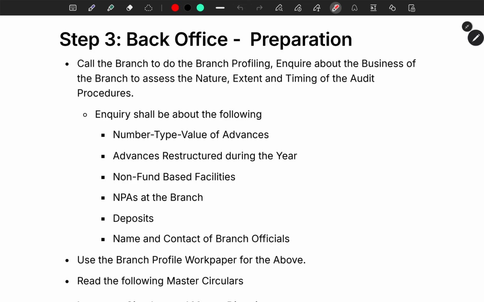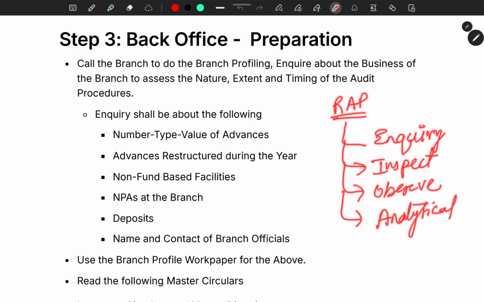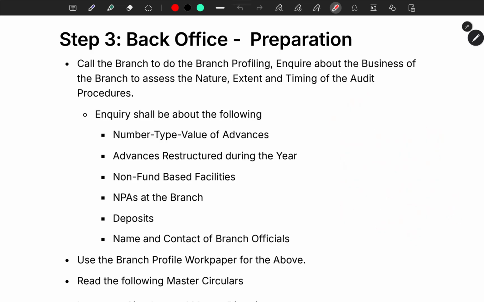Okay. And what are the audit procedures for risk assessment? So risk assessment procedure, RAP, is done through 4 means. First is inquiry. The second is inspection. The third is observation. The fourth is analytical procedures. These are the 4 ways of conducting your risk assessment.